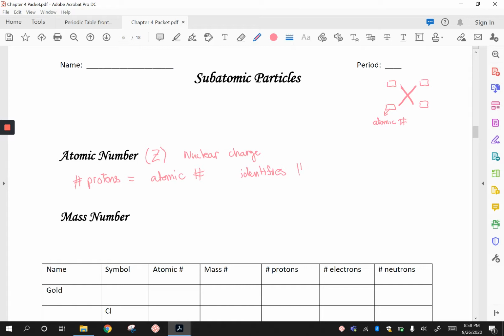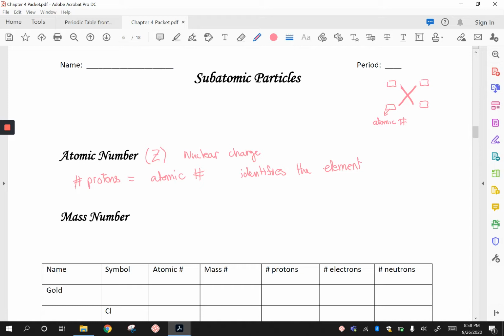So for example, if I have an element that has an atomic number of 8, or I'm given that an element has 8 protons, that means no matter what, it's going to be oxygen. That number is what identifies what the element is. So if there are 8 protons, or the atomic number is 8, that means it's definitely oxygen. No matter how many electrons, no matter how many neutrons, it does not matter. This is the number that identifies what element it is.